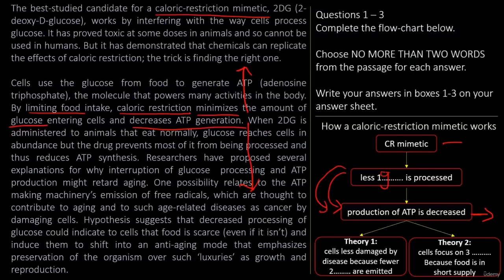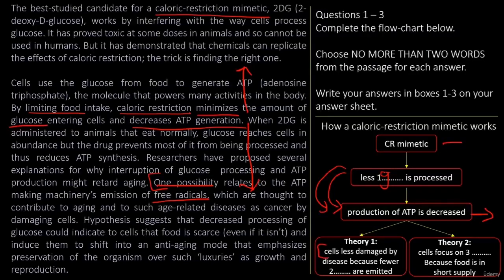Right, so the answer was free radical, which is provided over here. One possibility is, as I said here, theory 1 relates to the ATP making machinery's emission of free radicals, which are thought to contribute to aging and to such age-related disease as cancer by damaging cells. See, exactly what they have mentioned here.